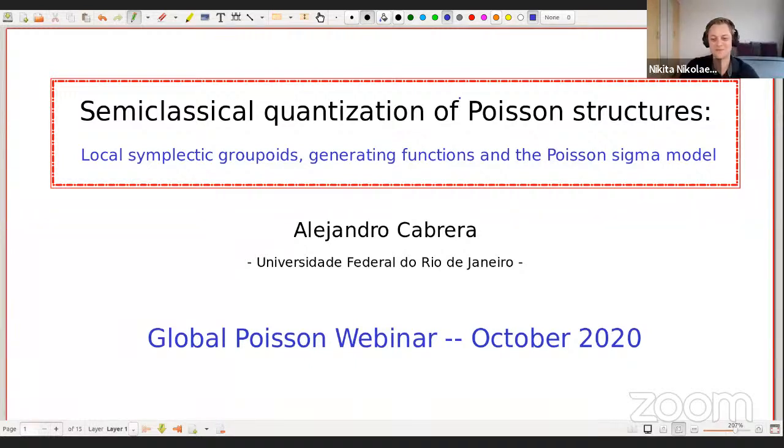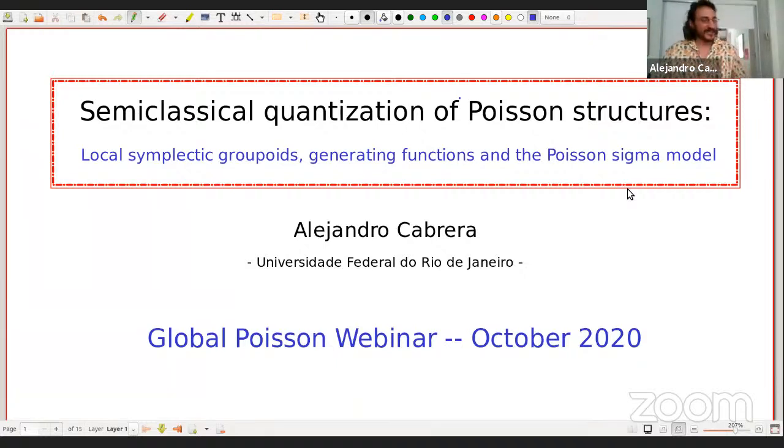We are live. Okay. It's a pleasure to introduce Alejandro Cabrera from Universidade Federal do Rio de Janeiro, who will talk about everything you want to know about semiclassical quantization of Poisson structures. So this is local symplectic groupoid generating functions on the Poisson sigma model. And you couldn't write because there was too much information on the slide.